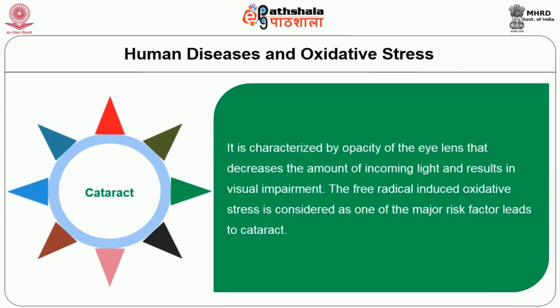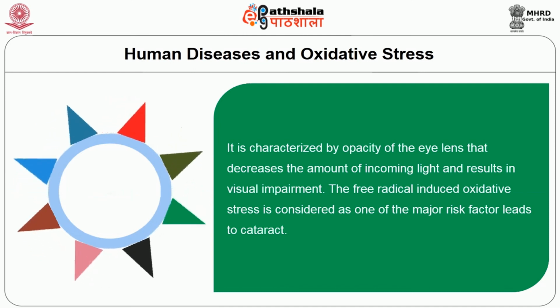Another disease which is related with free radicals is cataract. It is characterized by the opacity of the eye lens, which decreases the amount of incoming light and results in visual impairment. Free radical induced oxidative stress is considered one of the major risk factors that lead to cataract.